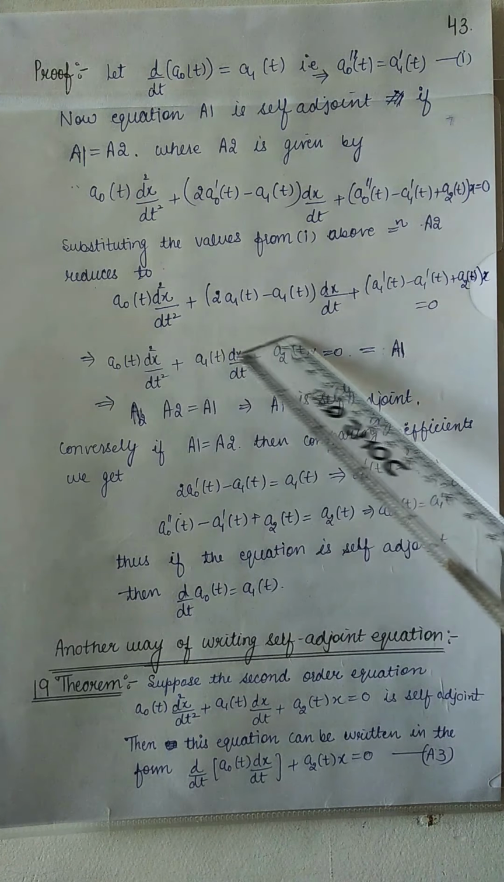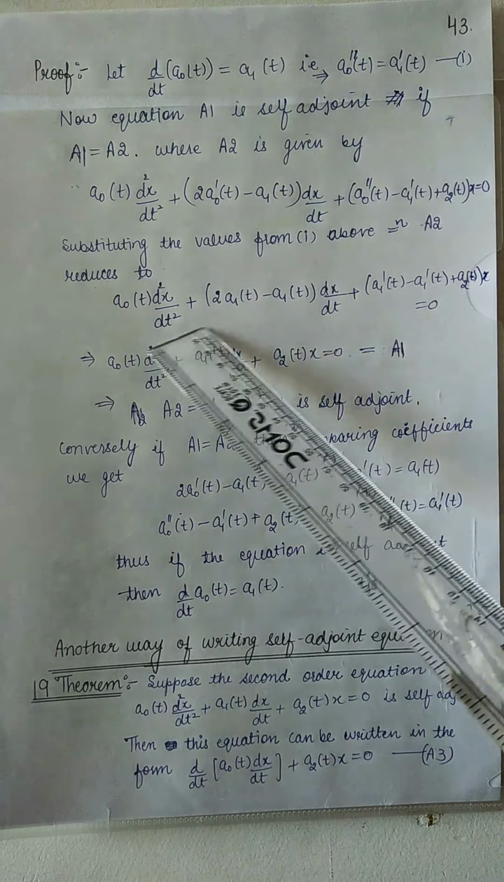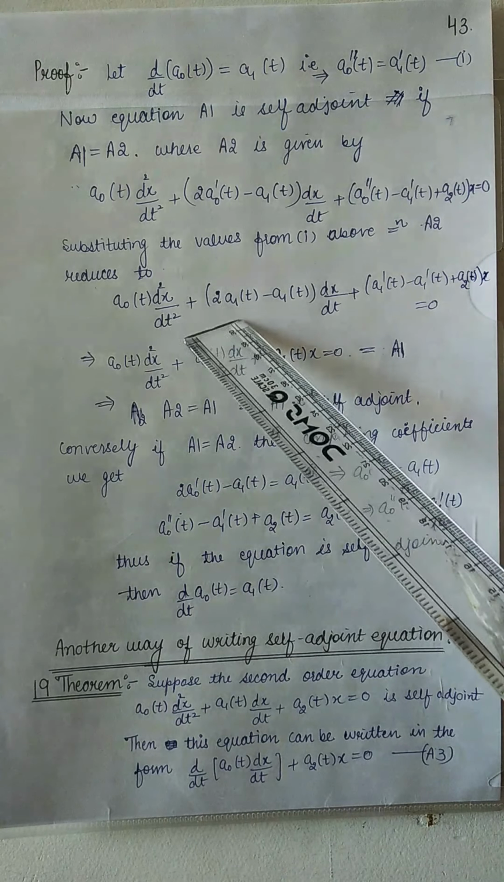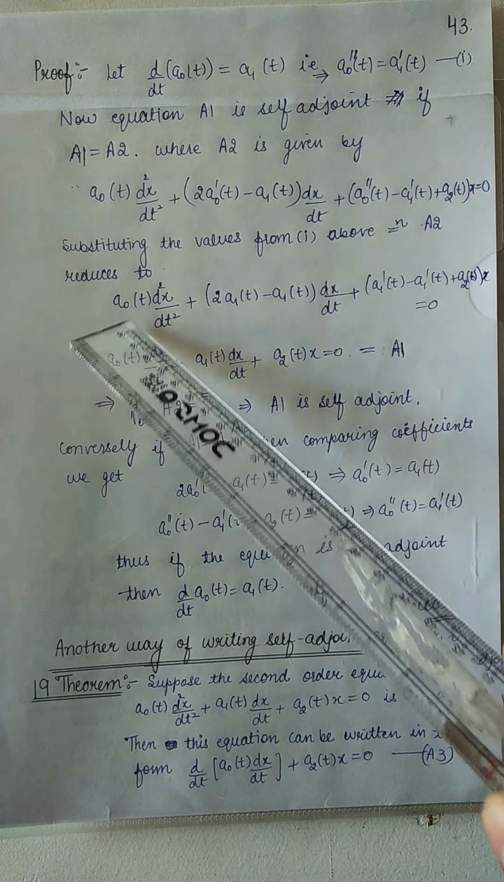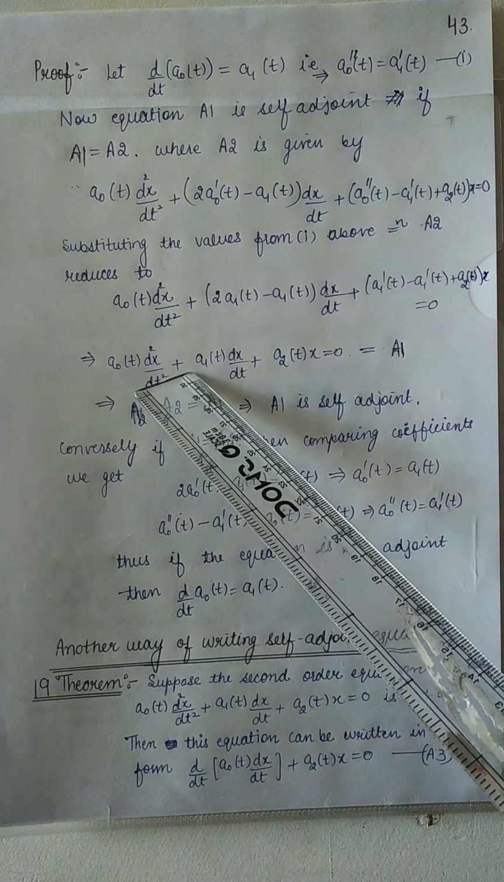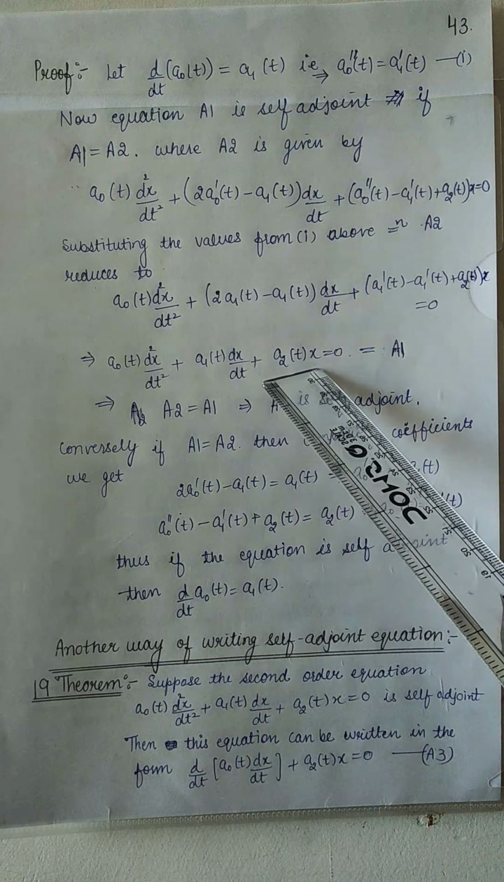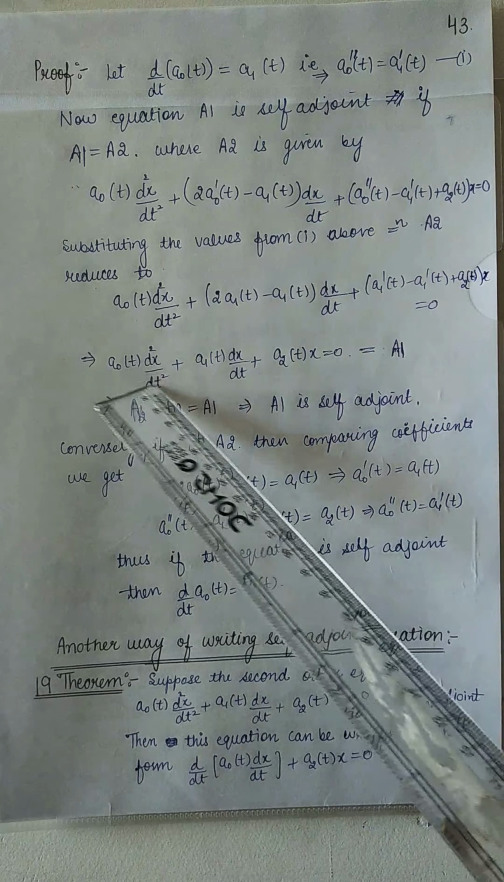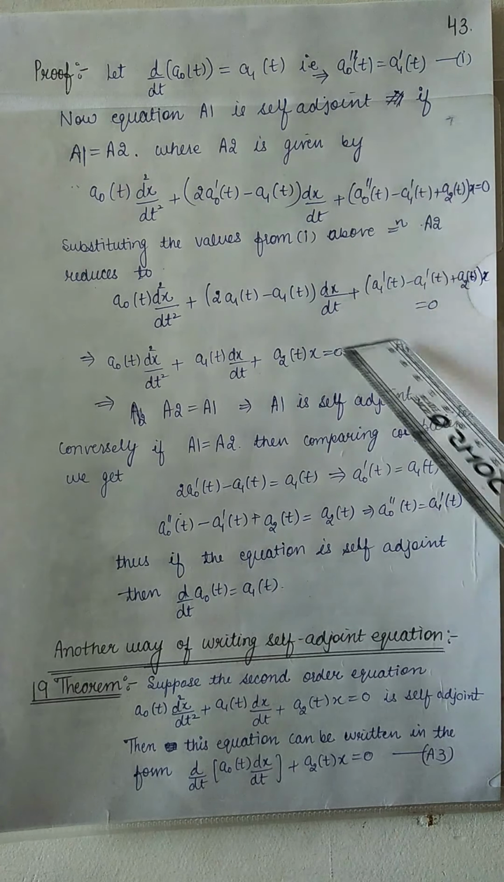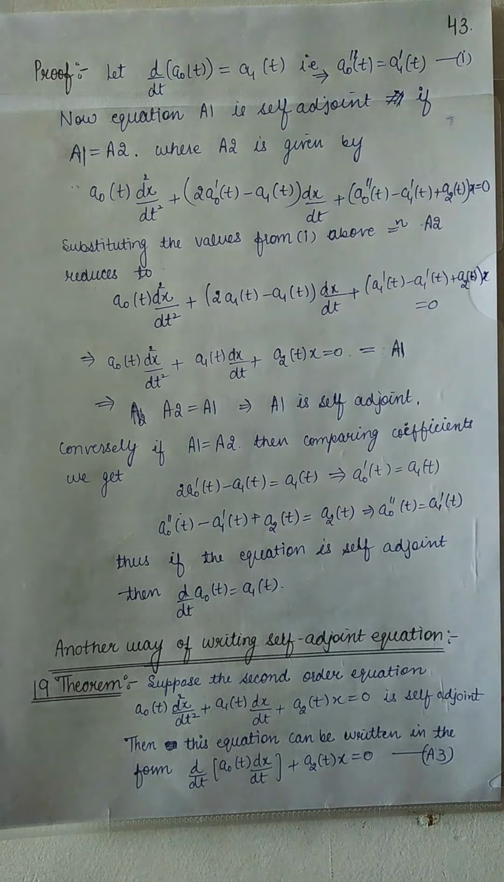Now when you calculate this, you get that the equation reduces to a naught t d square x by dt square plus a1 t dx by dt plus a2 t x is equal to 0. And this equation is the same as equation A1. So this implies that equation A2 is the same as A1. This implies that A1 is self-adjoint.